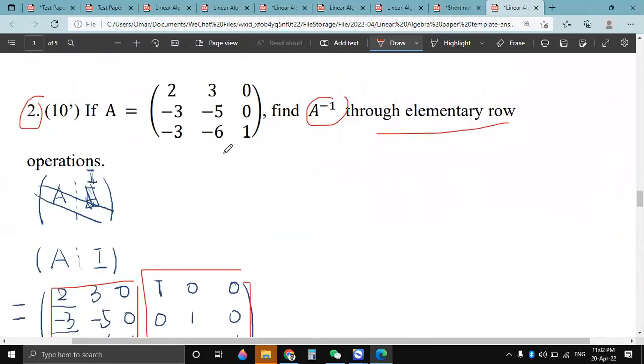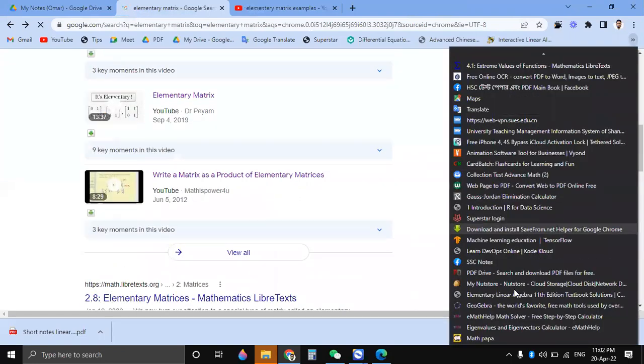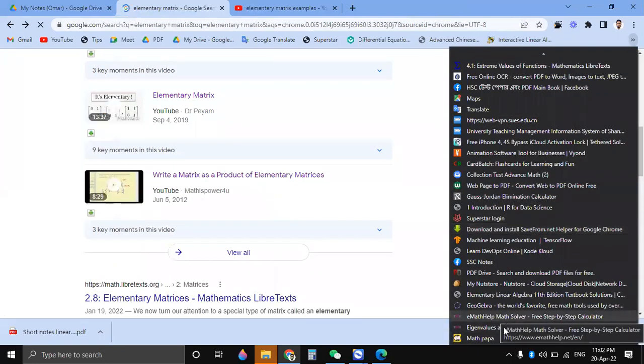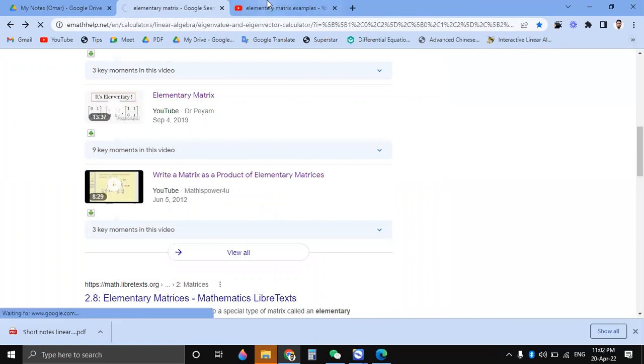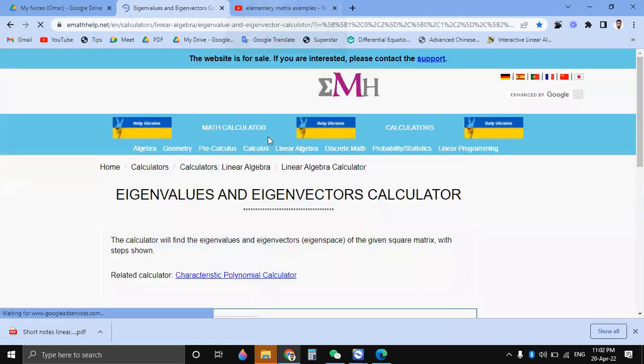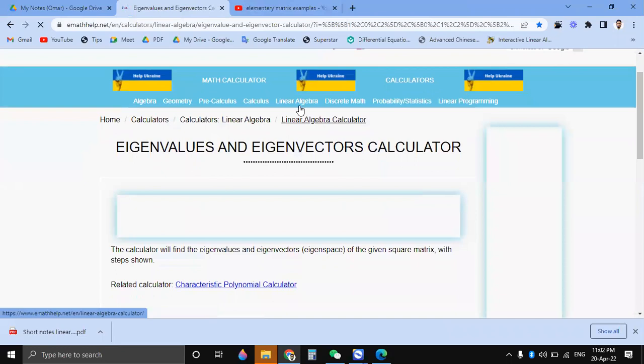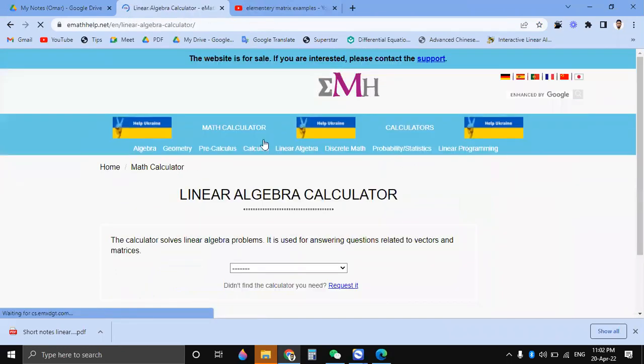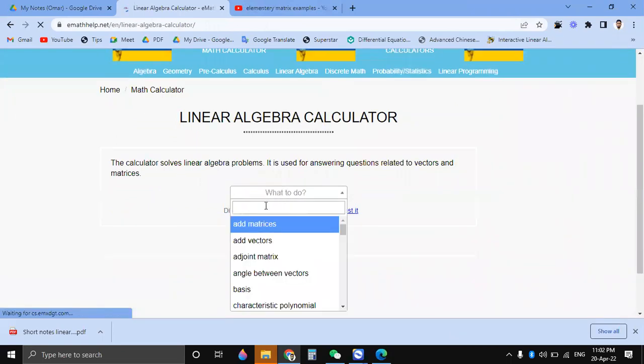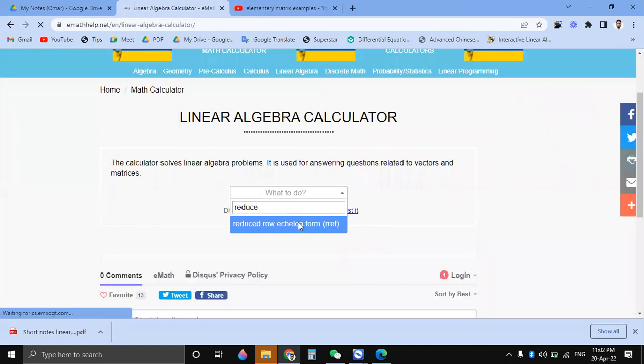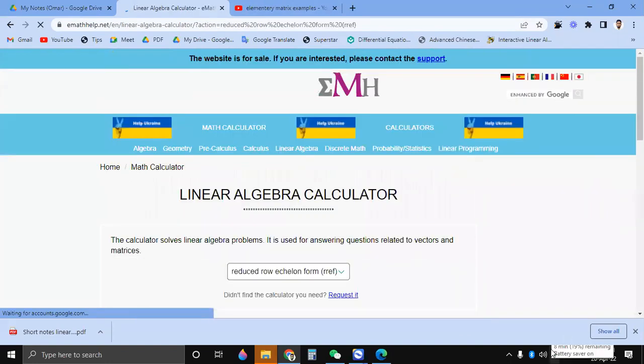So let me use a matrix calculator. If you guys want to make sure of the results, you can just use this calculator. Here is the linear algebra option, and then we have to do the reduced row operation. Okay, I have to charge my battery. Just a moment.